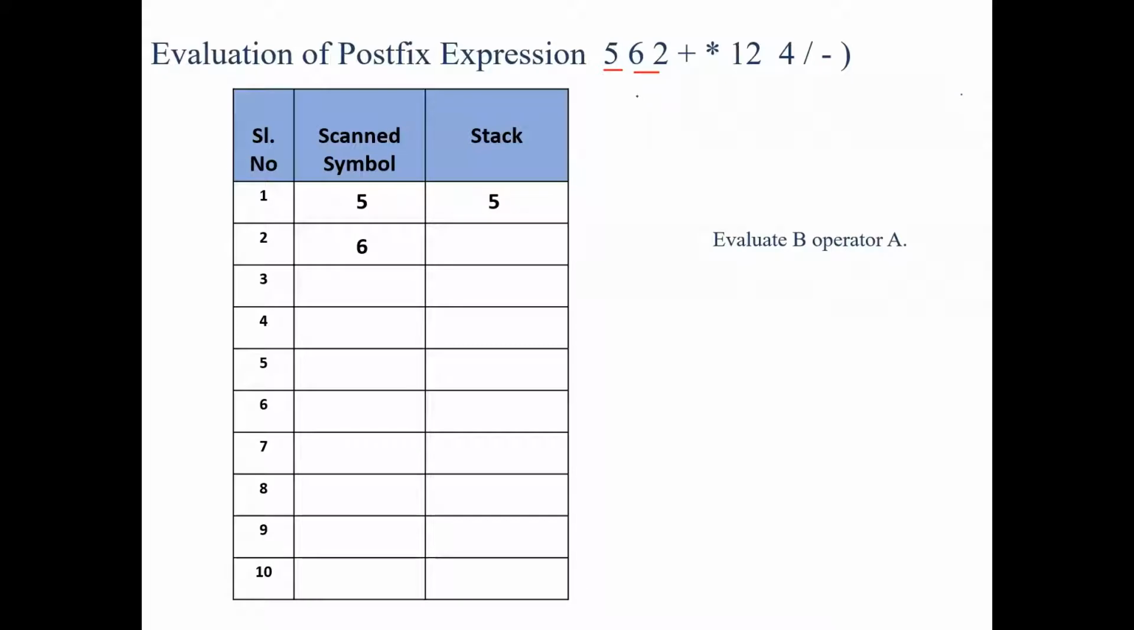So here, when you are reading an operand, the second operand scanned is 6. Again, operand means we will push it onto the stack. So what is in the stack? 5 and 6. Now what is the next symbol scanned? It will be 2, right? 2 is again an operand, so we will push it onto the stack. Next we are going to scan an operator. So what are we supposed to do?